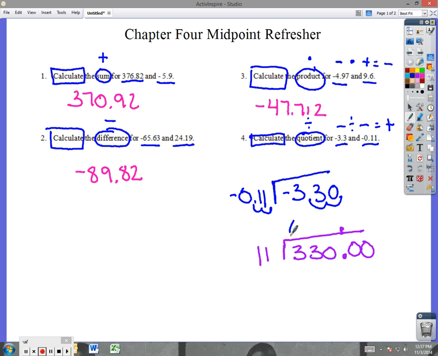11 does not go into 3. 11 goes into 33 3 times. 11 times 3 is 33. I subtract that, get 0, bring down a 0.